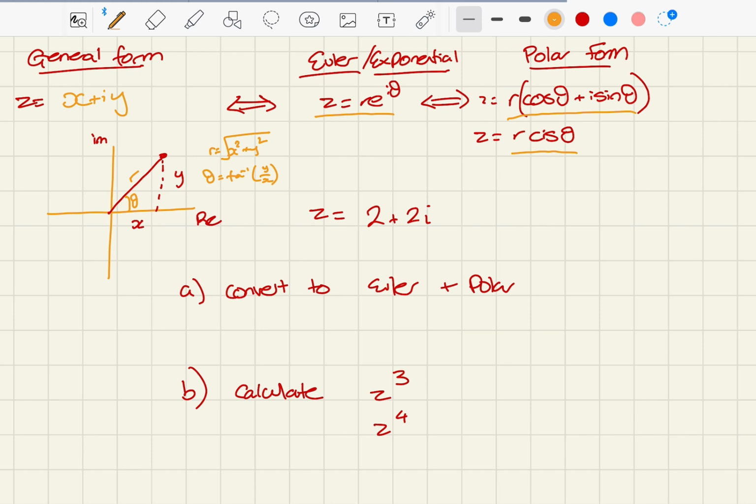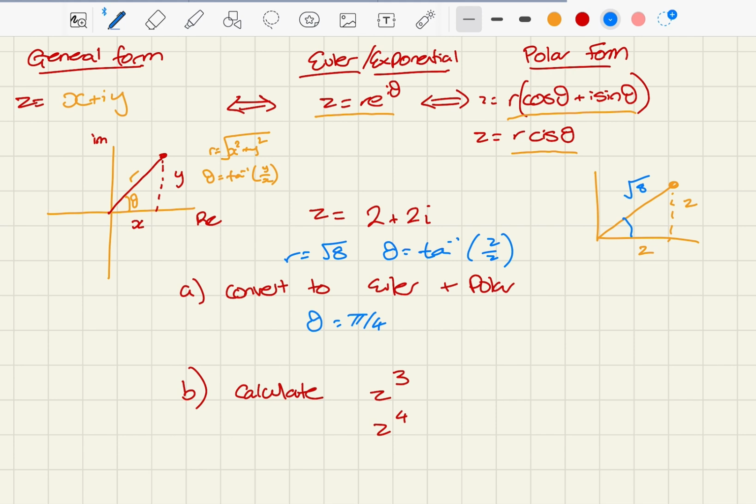Let's take an example. So let's take 2 plus 2i. Now, if I want to convert this into Euler and polar, I need to find r and I need to find theta. On an Argand diagram it is in the first quadrant, where that's going to be 2 and that's going to be 2 as well. So to find the length, I do 2 squared plus 2 squared, square rooted, which is root 8 or 2 root 2. So r is root 8. Theta is tan inverse of 2 over 2, which is pi by 4.